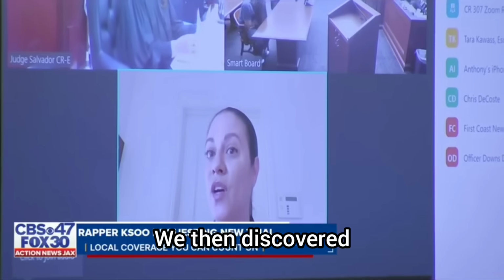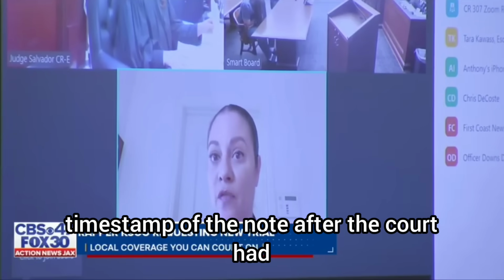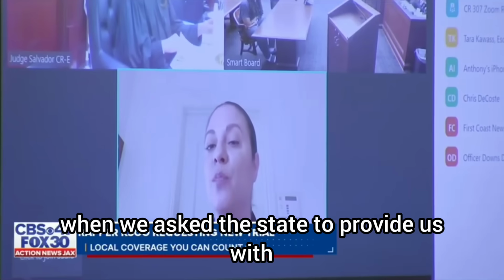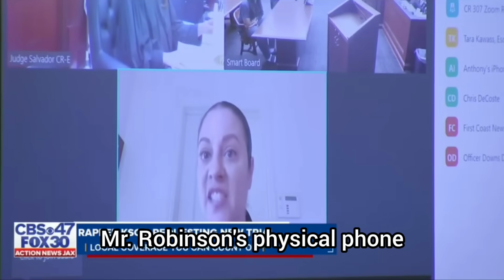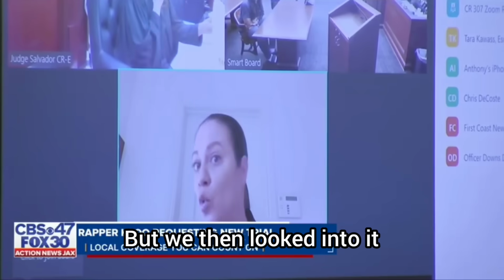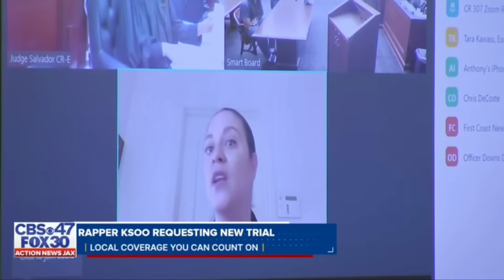We then discovered, we were only able to discover the date timestamp of the note after the court had admitted it into evidence, when we asked the state to provide us with Mr. Robinson's physical phone, which we never had access to before. But we then looked into it and were able to determine the date and time. That was brought to the attention.